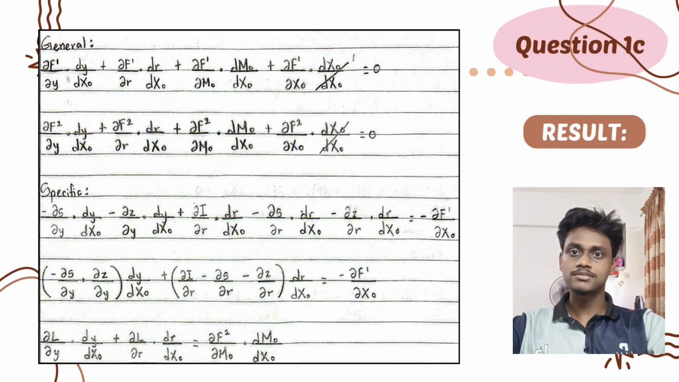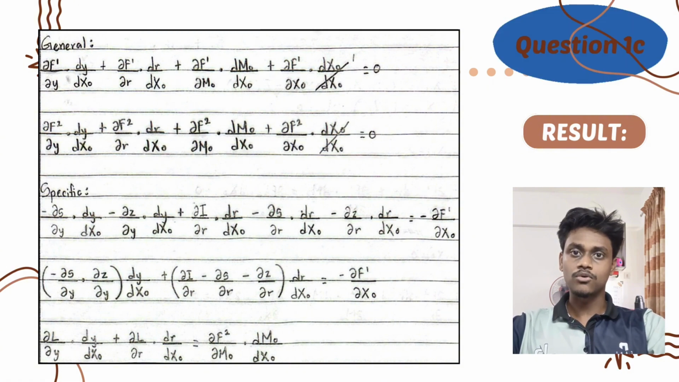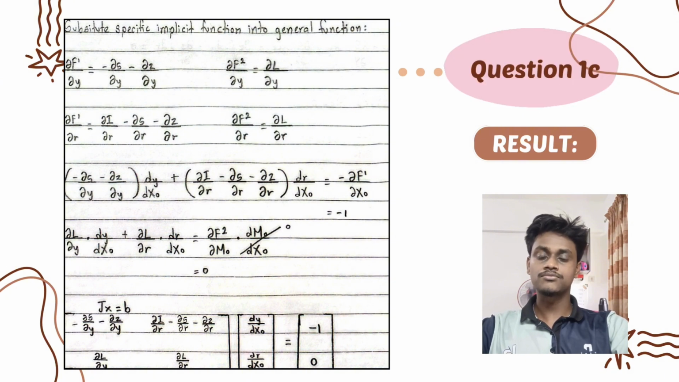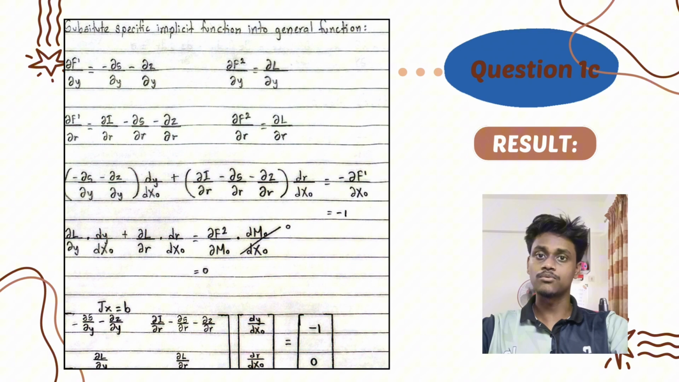The df1 over dx will move to the right side, and for the second equation, df2 over dm times dm over dx will move to the right side. Since money supply and autonomous export have no relationship, this term will become 0. Now we transform the form into the Jacobian matrix Jx equals to B. Here we can see the x represents the dependent variables that we're looking for, dy over dx and dr over dx.